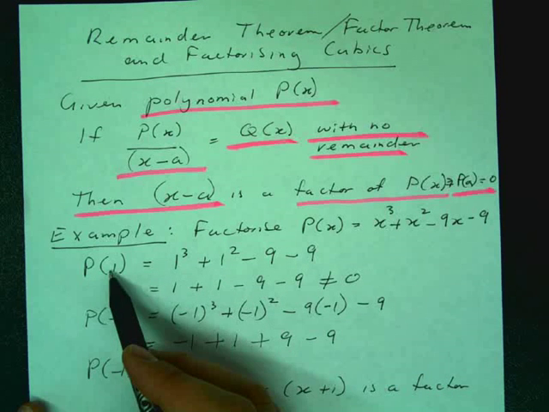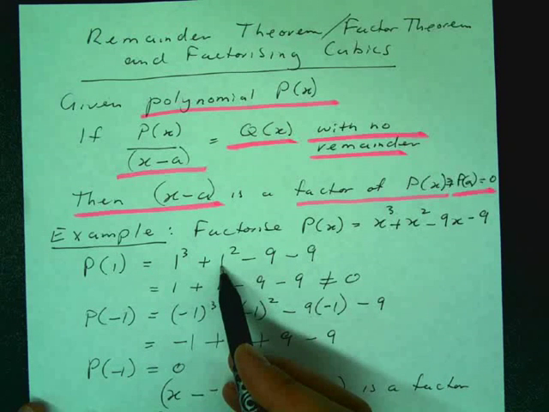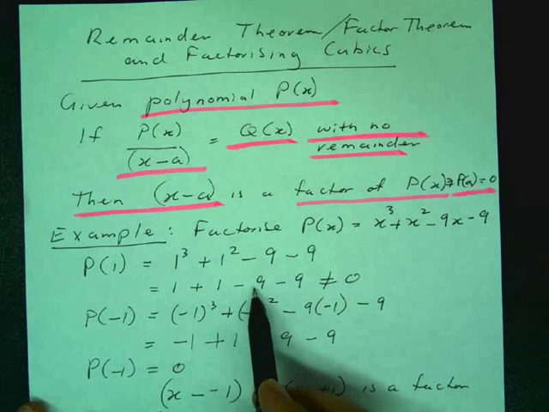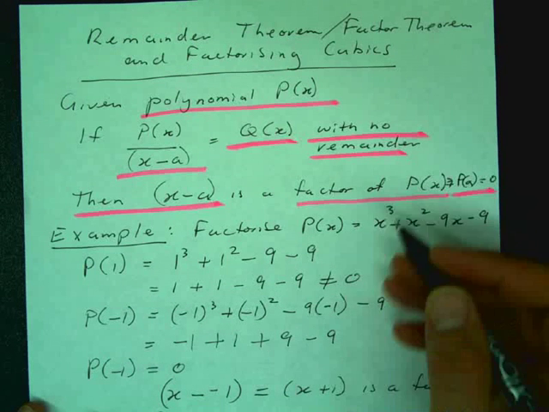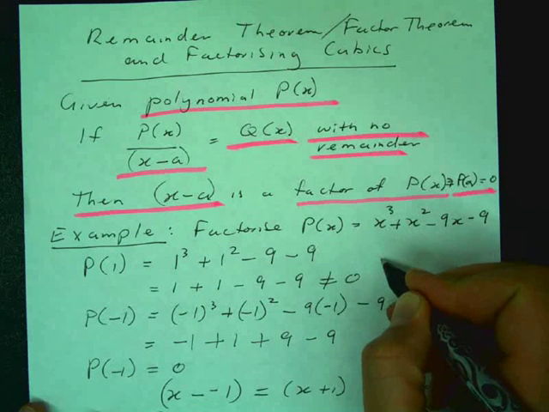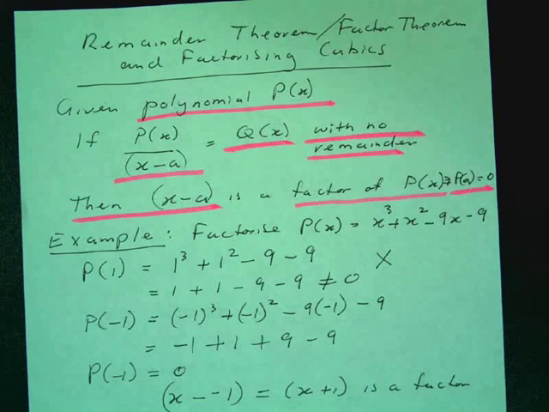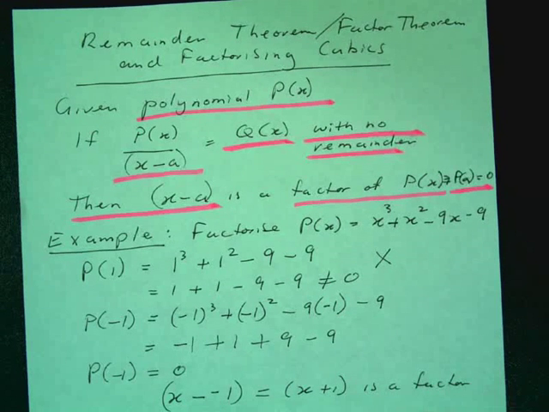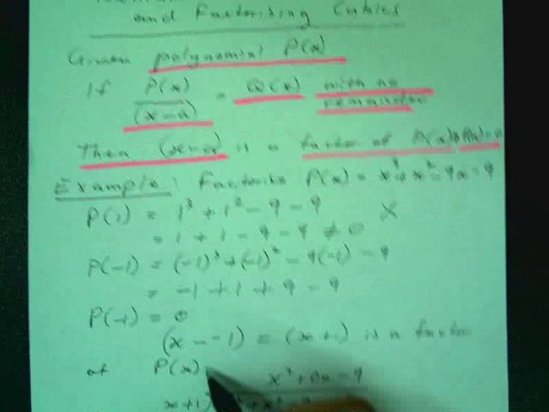So let's put in plus 1. 1 cubed plus 1 squared, take 9, take 9. 2, take 9, negative 7, it's negative 16. Doesn't equal 0, does it? So that doesn't work. But what about p of negative 1? Negative 1 plus 1, that equals 0. So we say that x take negative 1 or x plus 1 is a factor of p of x.